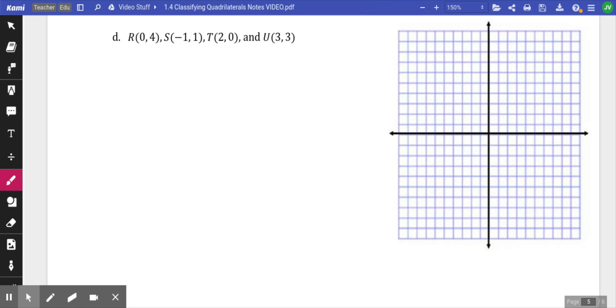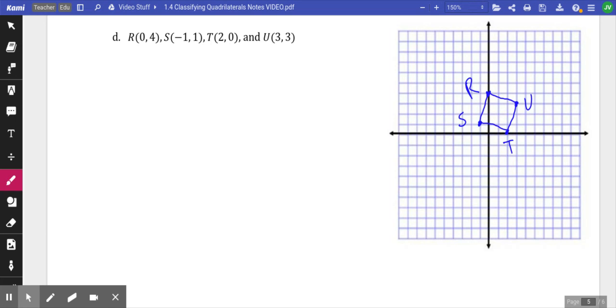In example D, we're given 4 points, and we want to find the most restrictive name we can for that particular quadrilateral. So we'll graph R at 0, 4, S at negative 1, 1, T at 2, 0, and U at 3, 3. So at first glance, this thing looks kind of like a square.